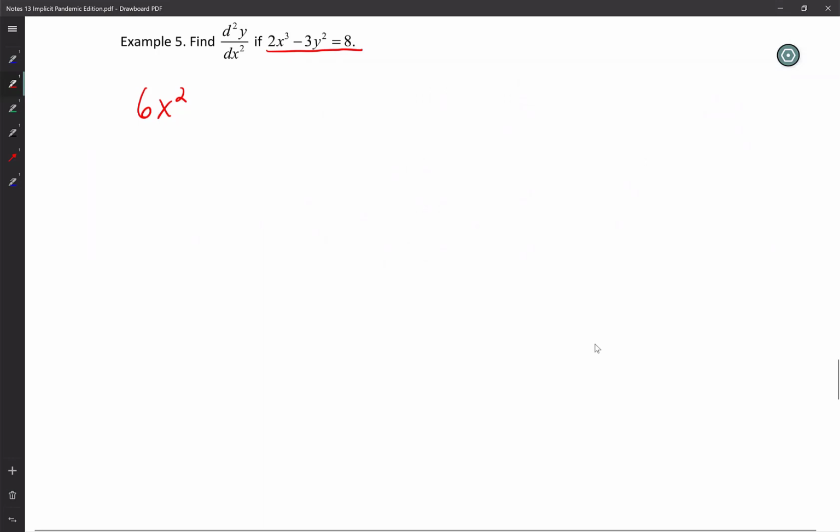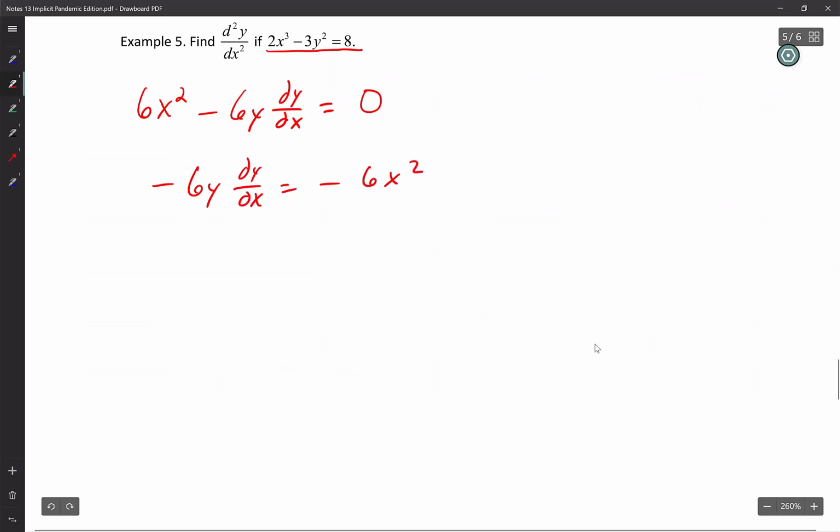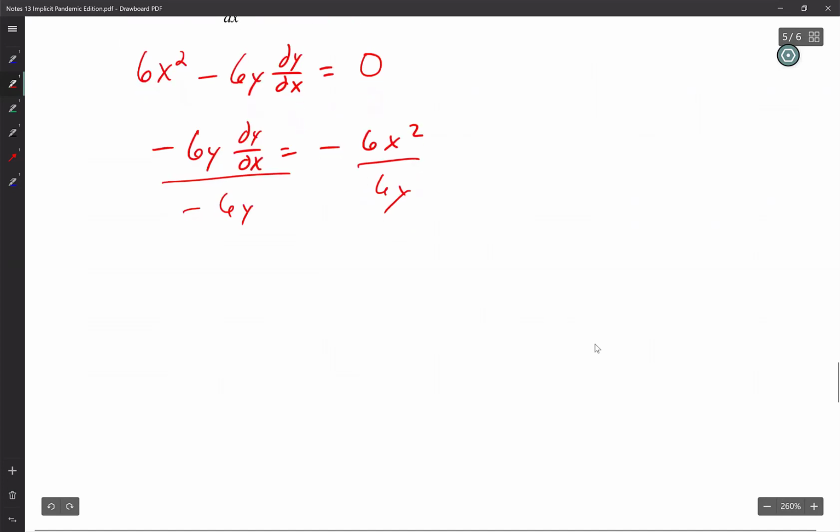No, we're not done yet. All right. Minus, what's the derivative of 3y squared? 6y. Perfect. If you want to consider that y like the inside, you can. Equals, what's the derivative of 8? 0. You're done. You're going to get dy dx by itself. Move the 6x squared, -6y dy dx equals negative 6x squared. Divide by negative 6y. And you can cancel out what stuff canceled out. Dy dx equals negative x squared over y.